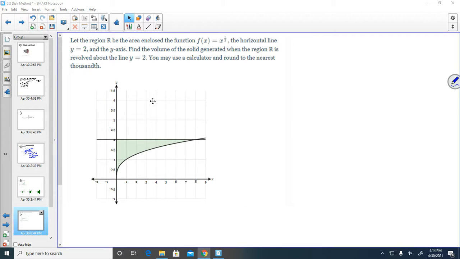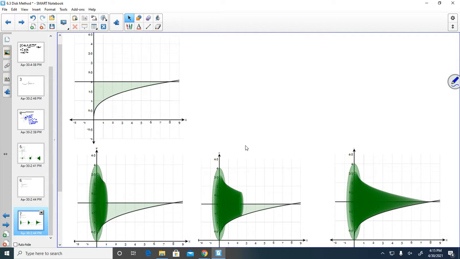All right, this next one's pretty similar, but it's also a little bit different. Region R is the region enclosed by f of x equals x to the 1/3, the horizontal line y equals 2, and the y-axis. Find the volume of the solid generated when R is revolved around, not the x-axis, it's going to be revolved around the line y equals 2. So watch out for these words right here. And then here's a picture of how it's going to be revolved. Kind of looks like a traffic cone or even a witch's hat.